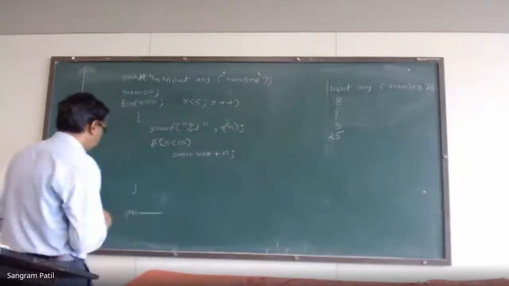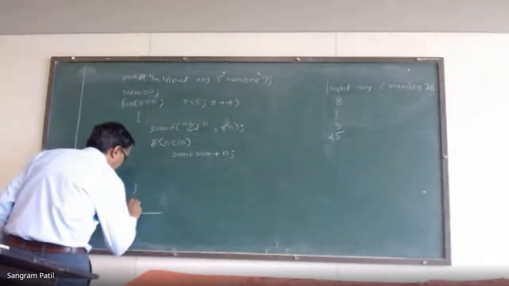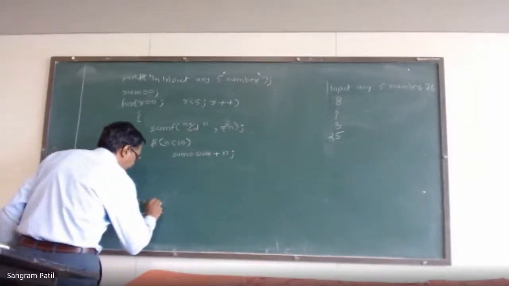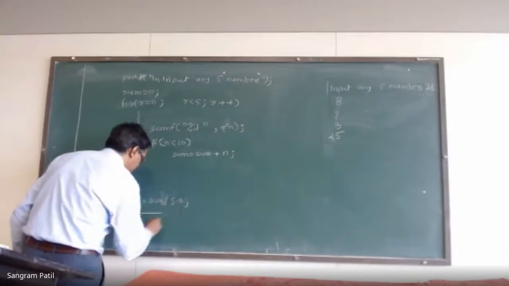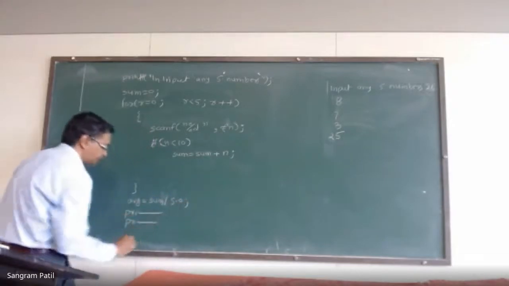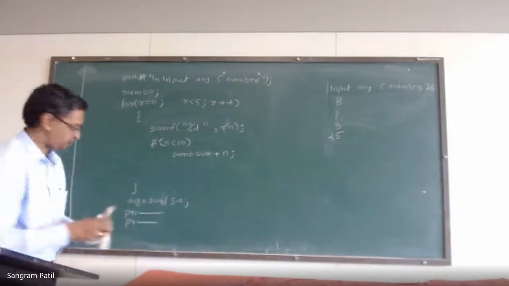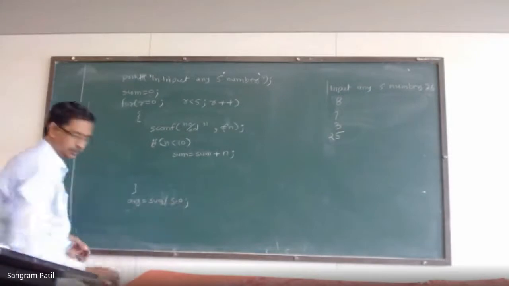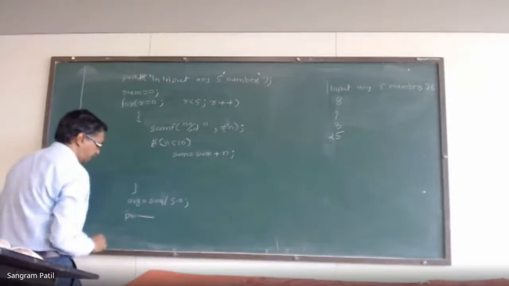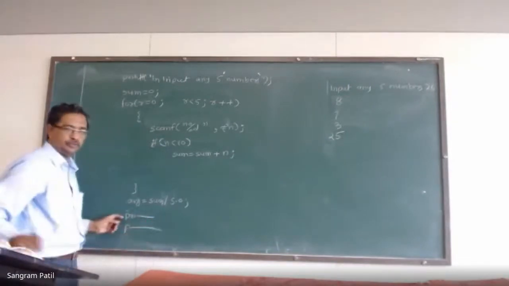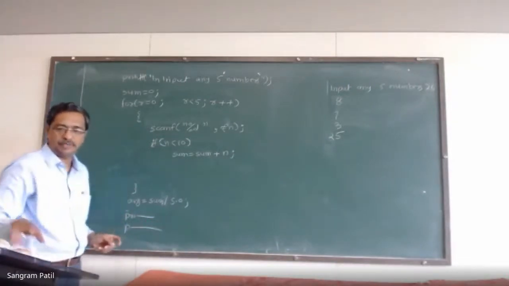Now here we cannot give average is equal to sum divided by 5.0. We are interested only in the average, to print that. Or you can print sum and average both. You can print sum and average of numbers which are less than 10.